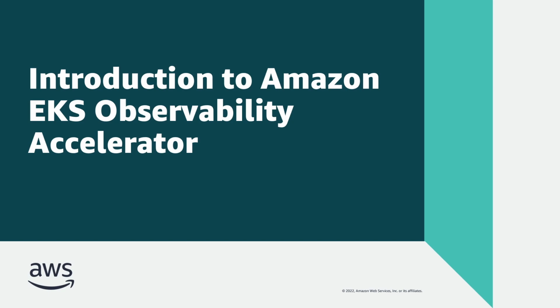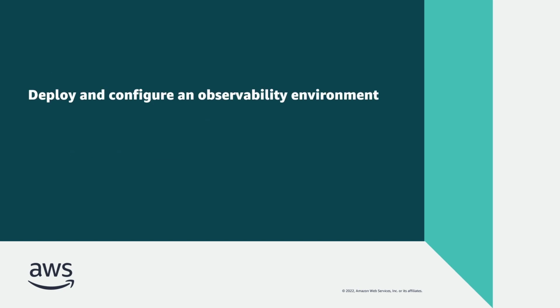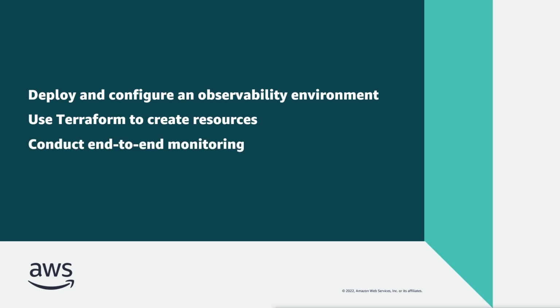In this video, you'll get an introduction to Amazon Elastic Kubernetes Service, or Amazon EKS, Observability Accelerator. With this solution, you can easily deploy and configure an application-specific observability environment. Use Terraform to create Amazon Managed Service for Prometheus and Amazon Managed Grafana resources, and conduct end-to-end monitoring of applications.